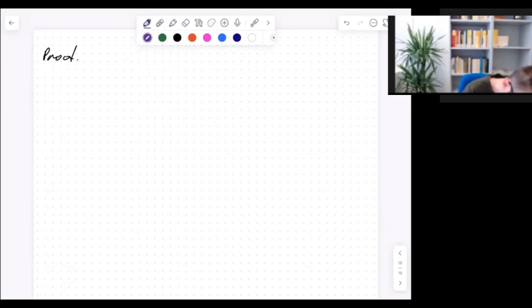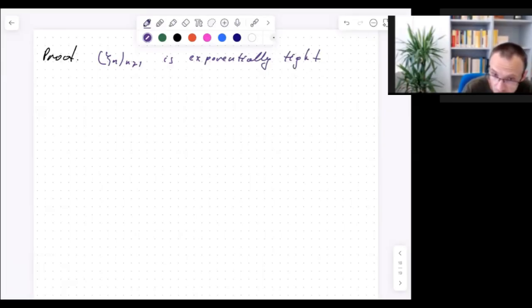First of all, let's note that psi n is exponentially tight, right? Because it is by theorem, just see, theorem 10.4, 6 point, I'm sorry, 6 point.